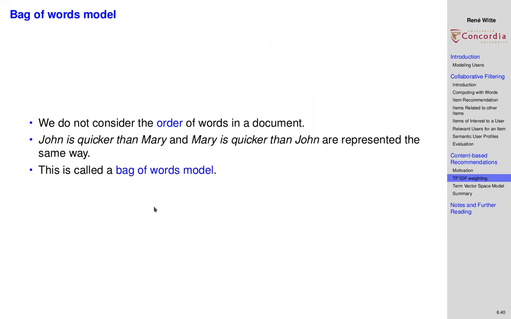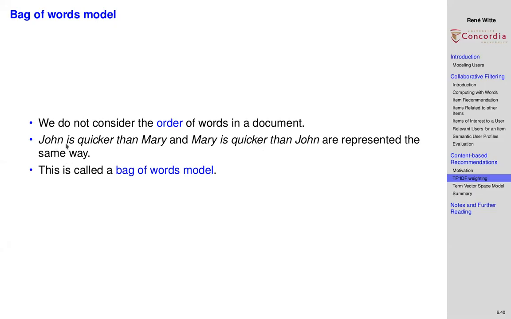Note that when we are building a model like this, we don't care in which order the words appear in the document. So if you're making this kind of count for 2 documents, "John is quicker than Mary" and "Mary is quicker than John", and you just count the words, then the count is going to be exactly the same. This is why it's called a bag of words model, because it's like you put all the words in a bag, you shake it, and then both documents have the exact same result in terms of the word count.